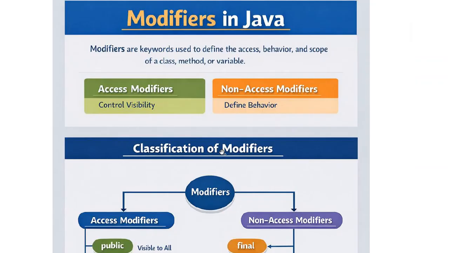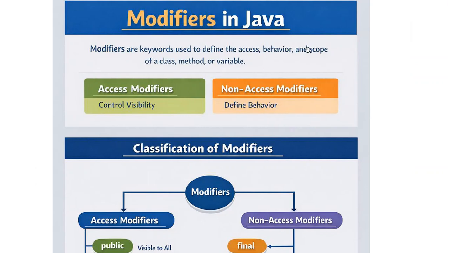So first we'll discuss what modifiers are in Java programming. Afterwards we'll discuss the classification of modifiers. Modifiers are keywords. Keywords means reserved words. Already it is defined, you can't modify it. So modifiers are keywords used to define the access, behavior, and scope of a class, method, or a variable. No worries, I'll explain all the words one by one.